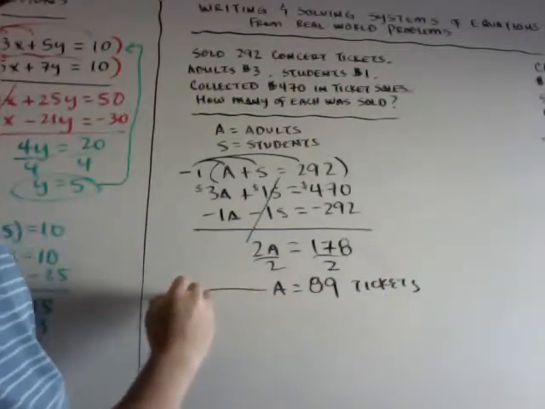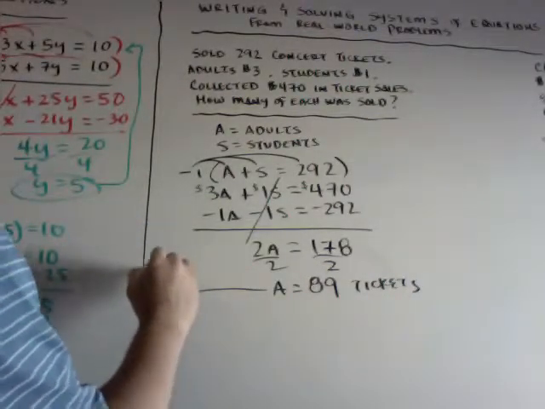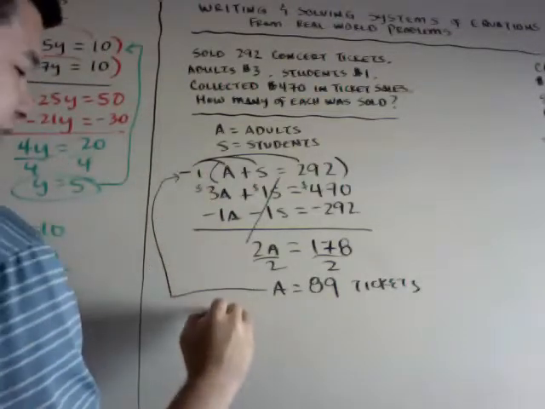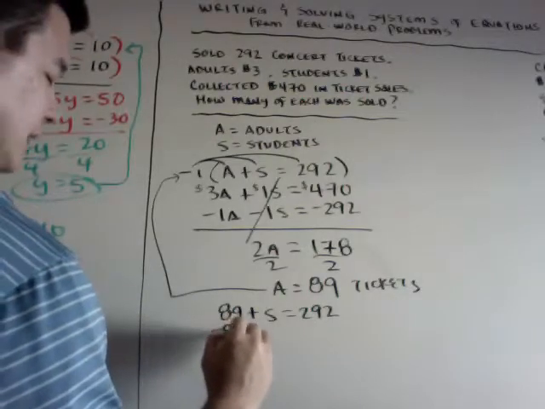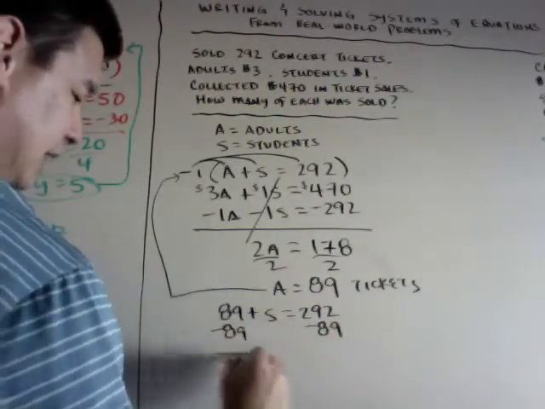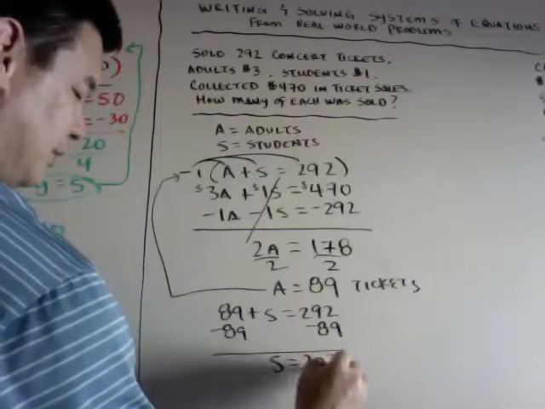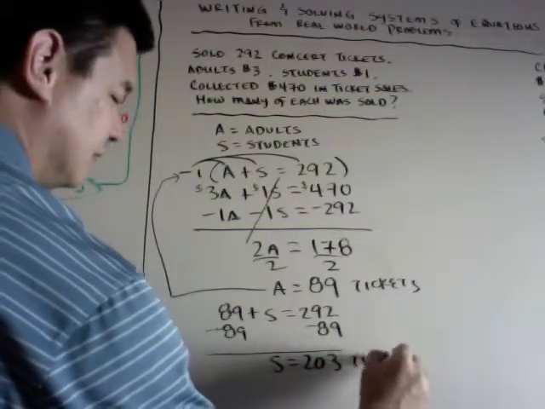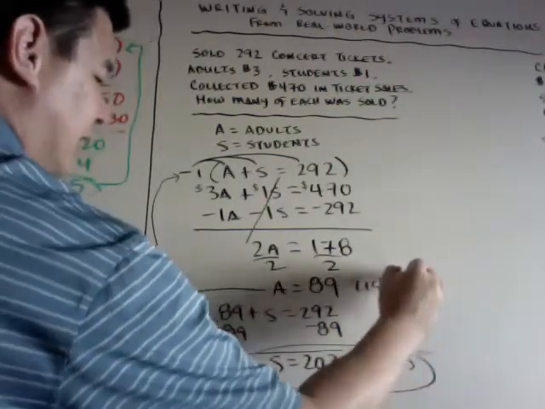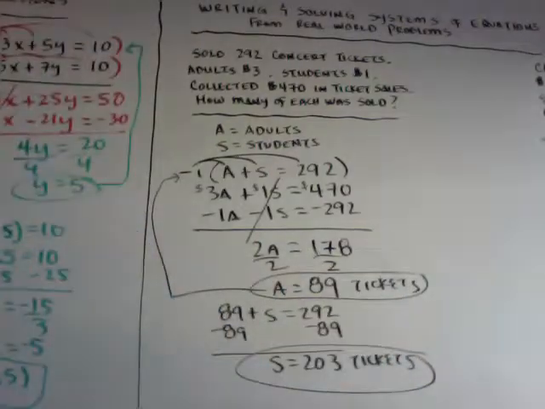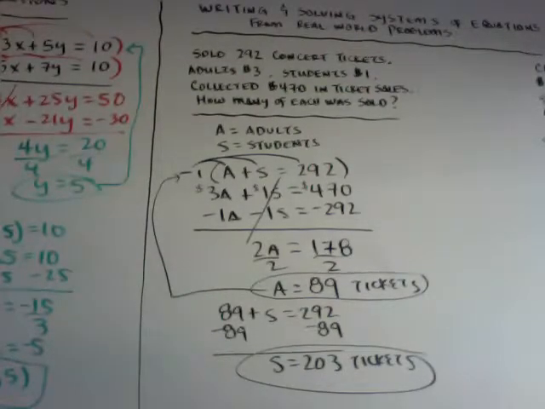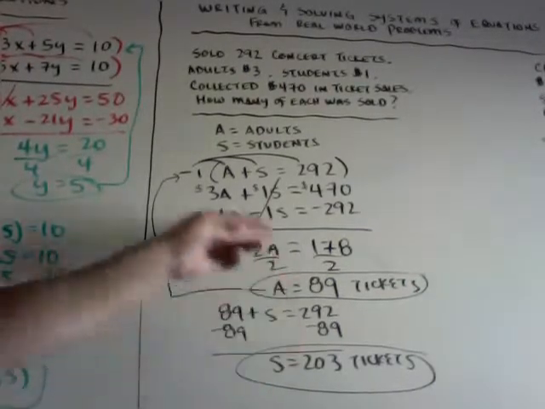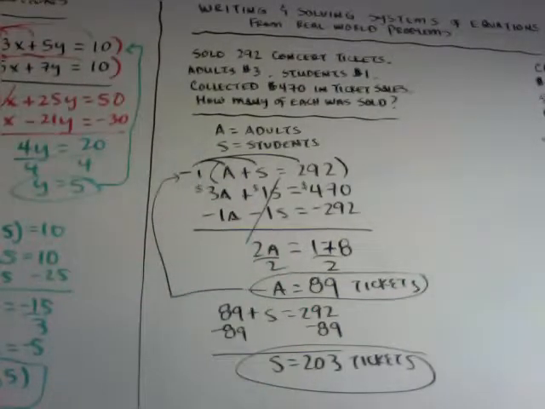I take this, and I can put it into either one of them. So let's just go into this one. So I get 89 plus S is equal to 292. I'm going to minus 89 from both sides, and I'm going to get S is equal to 203 tickets. So in this case, you don't need to put them into coordinate form because it's a word problem. So there's 89 adult tickets and 203 student tickets, and if I add them together, I should get 292, and that works out good.